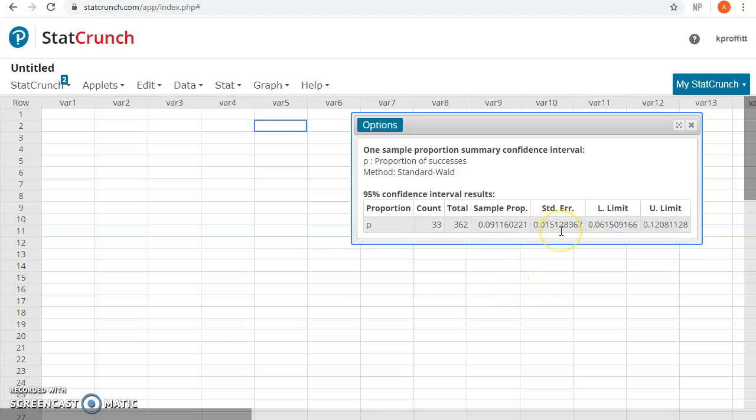Your standard error is not the same thing as your margin of error. This standard error is the sampling distribution standard deviation. So this is the number that you got when you took the square root. This times the 1.96 gives you your margin of error. And then here's your lower limit for your confidence interval, 0.061509, and the upper limit is 0.1208. So StatCrunch will actually calculate the confidence interval for you. I hope this helps. Thanks.